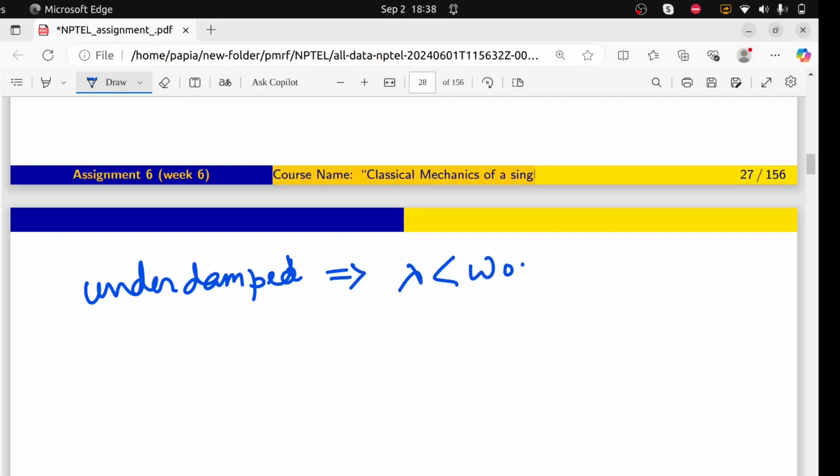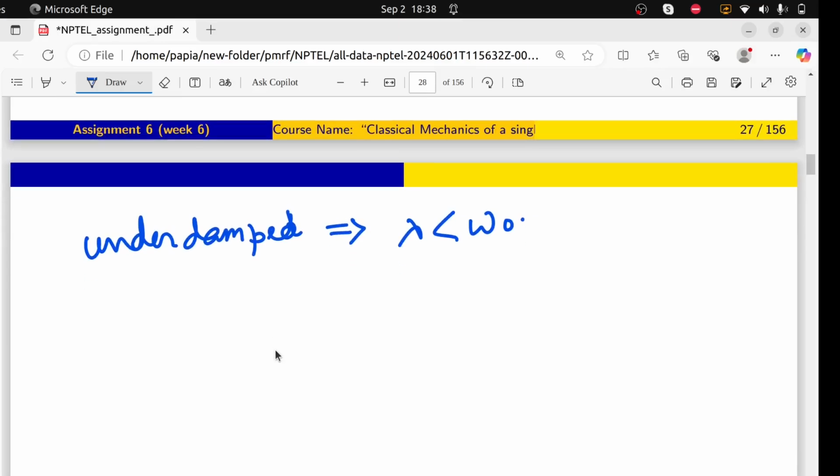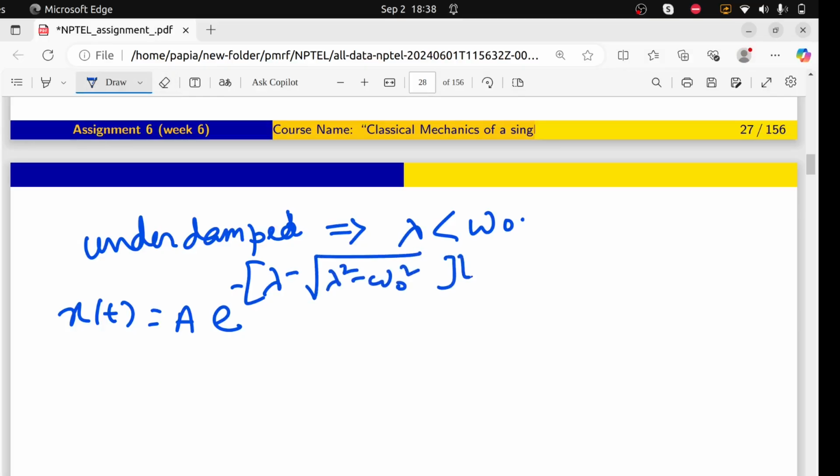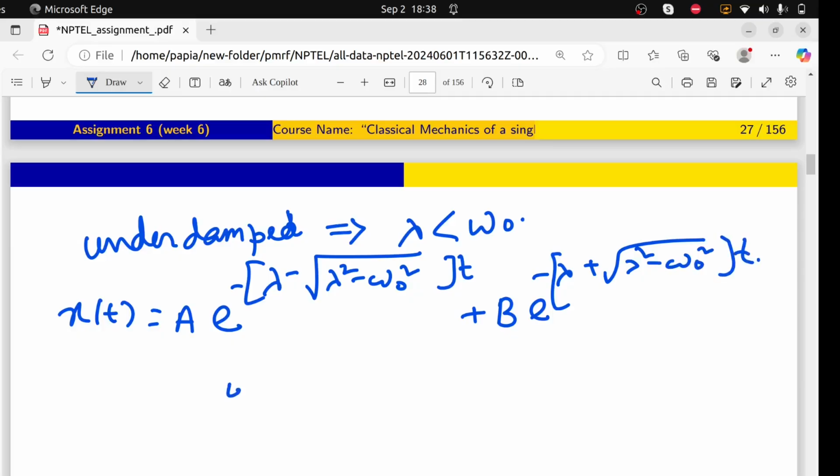Now you can see what our x of t was. Our x of t was a e to the power minus lambda plus minus root over lambda square minus omega 0 square into t plus b e to the power minus lambda plus minus root over lambda square minus omega 0 square into t. Now you can see here our lambda is less than omega 0. So lambda square minus omega 0 square will be an imaginary one, right?